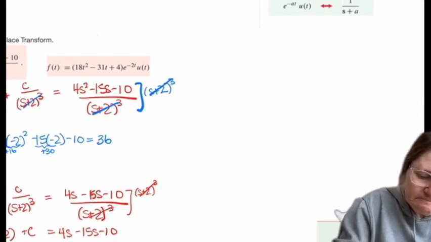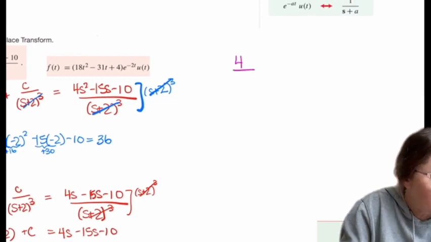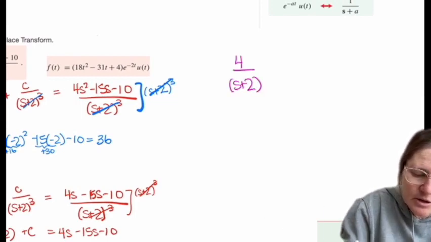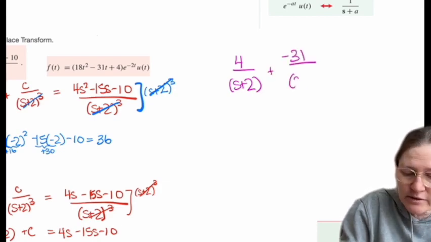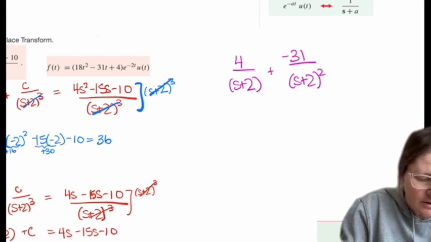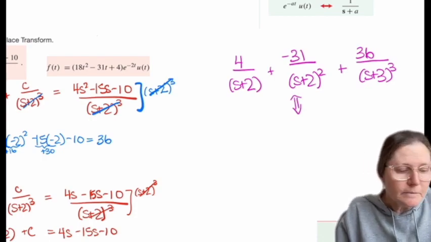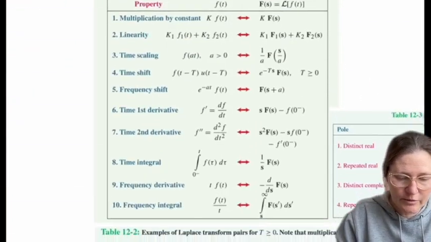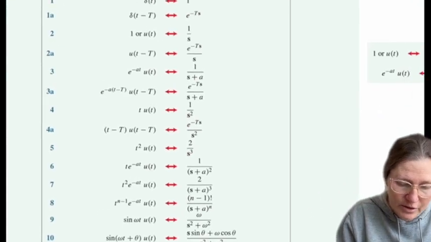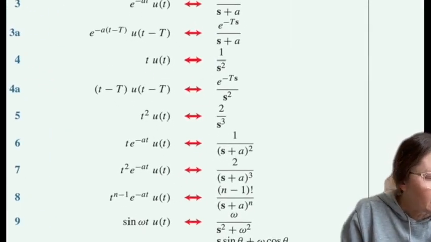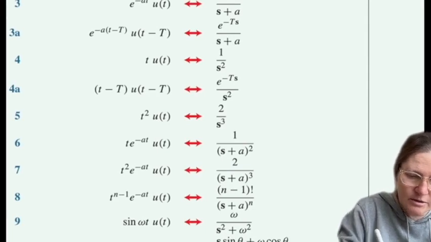So A was 4, so we have 4 over s plus 2. B was minus 31, and that goes over the (s plus 2) squared. And then C was 36, and that goes over the (s plus 3) cubed. And then translating that, we need to go find those with repeated roots.